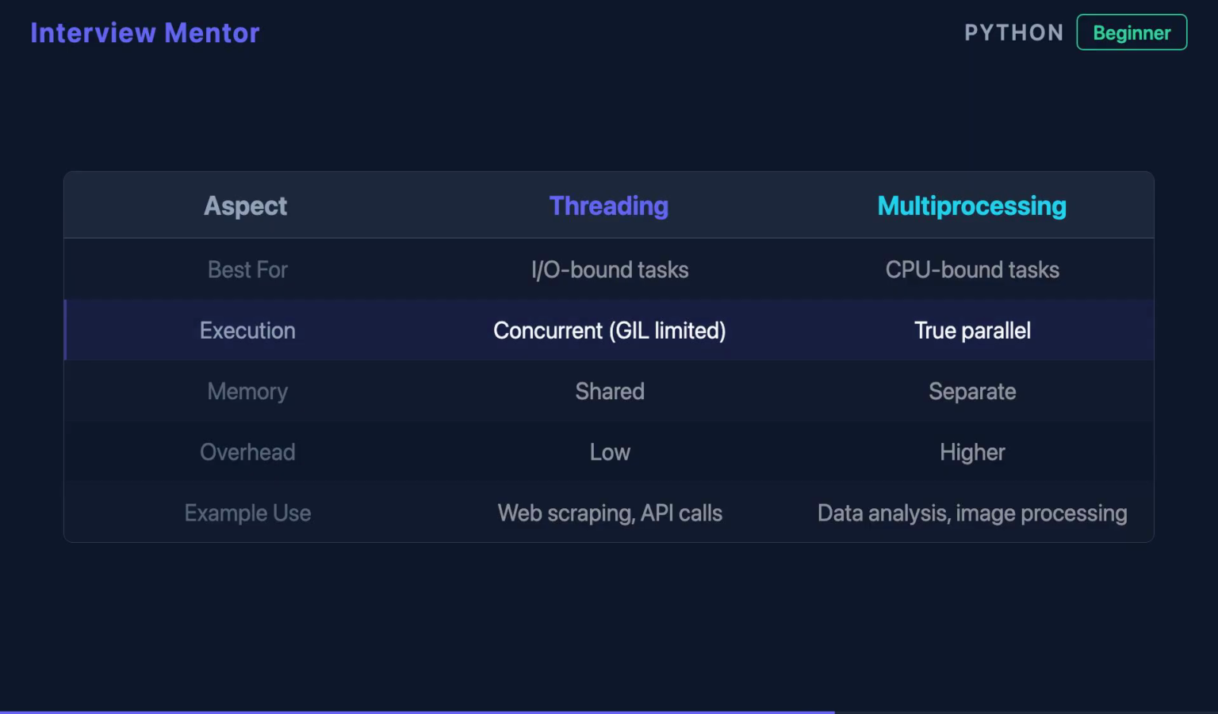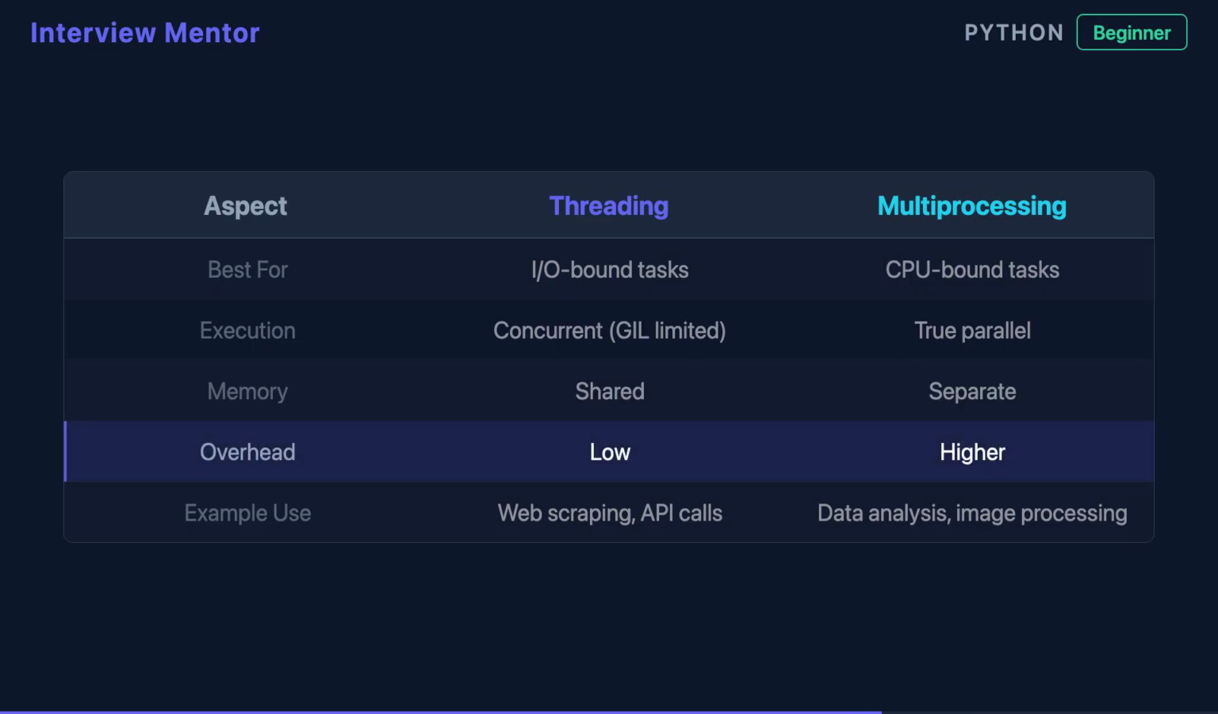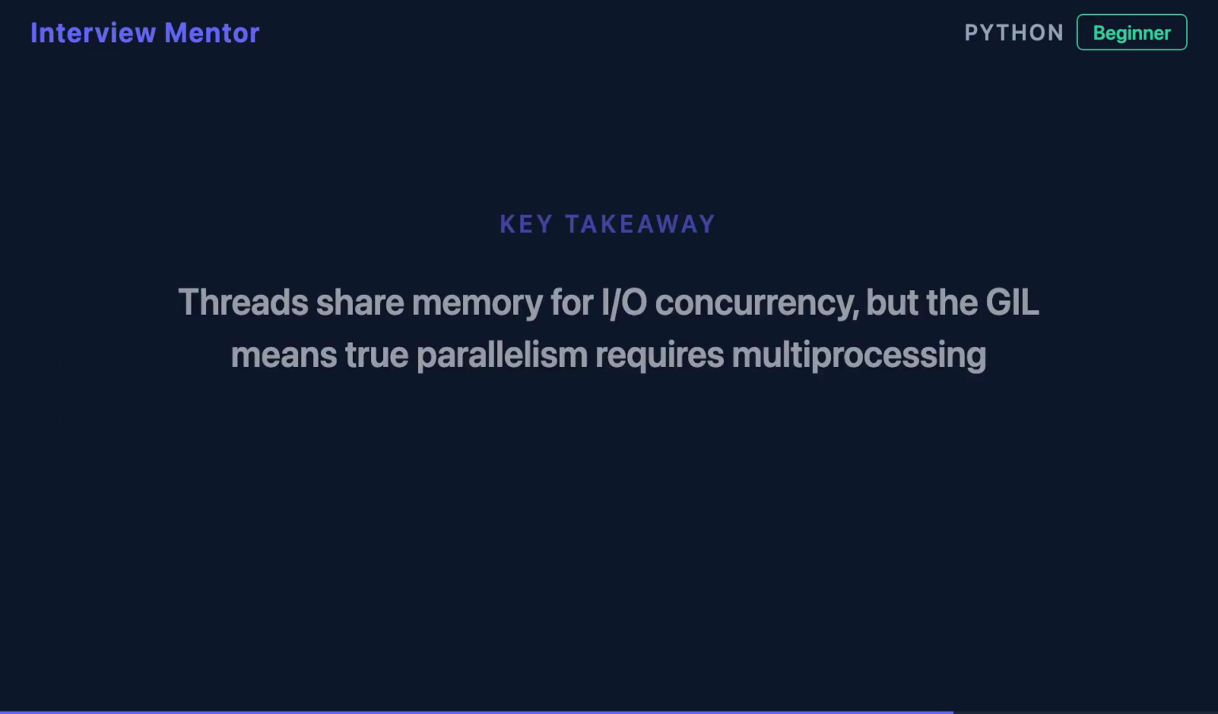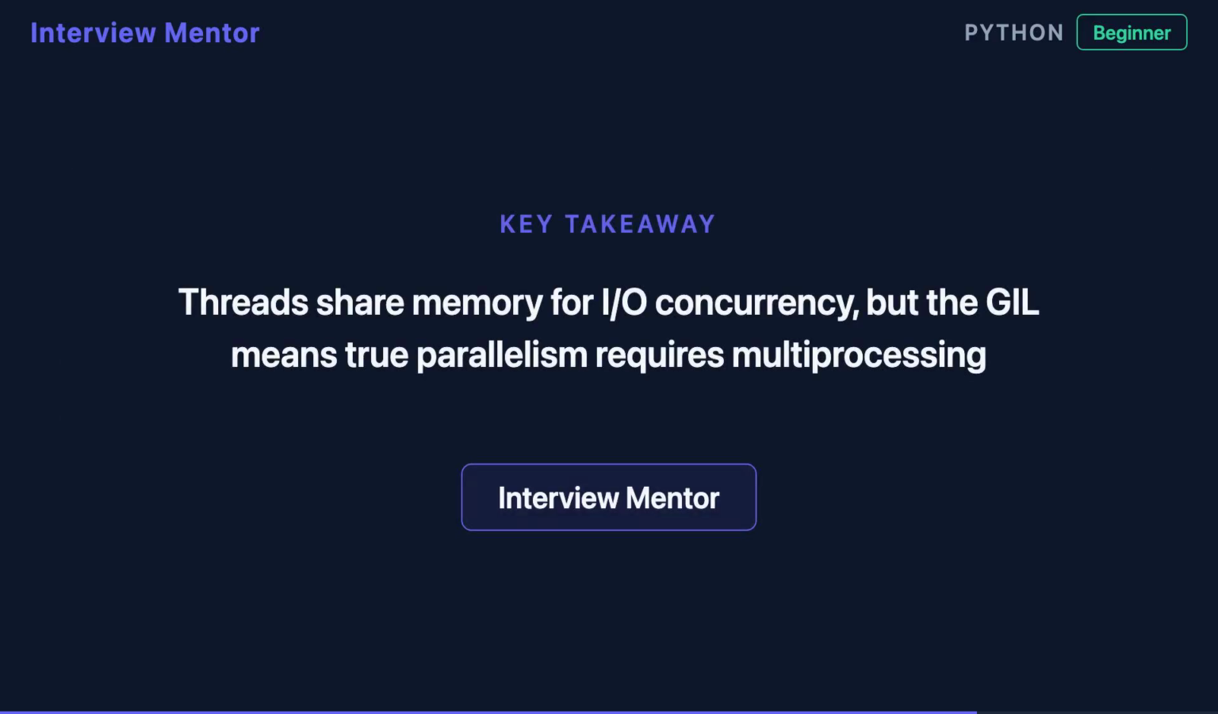For CPU-bound work like image processing or data analysis, use the multiprocessing module instead. It bypasses the GIL by creating separate processes with their own memory, giving you true parallel execution. Bottom line, threads in Python share memory and excel at I/O concurrency, but the GIL prevents parallel CPU execution. For that, reach for multiprocessing.